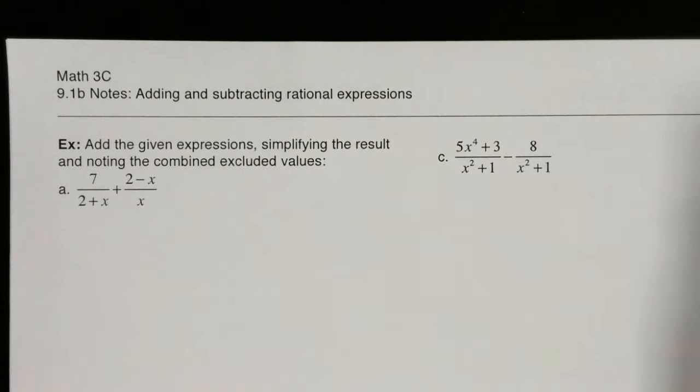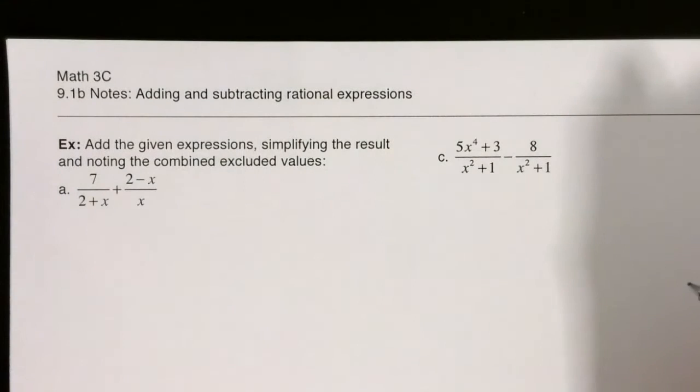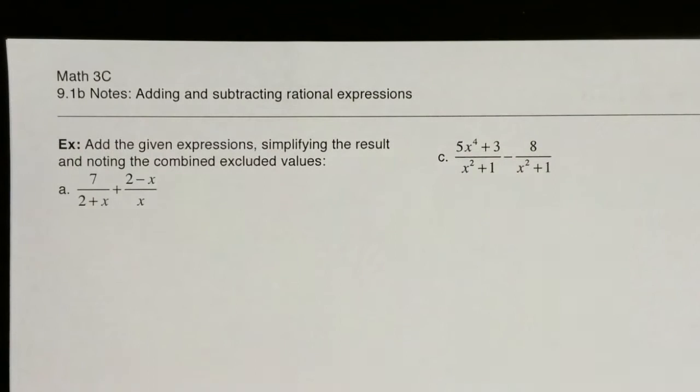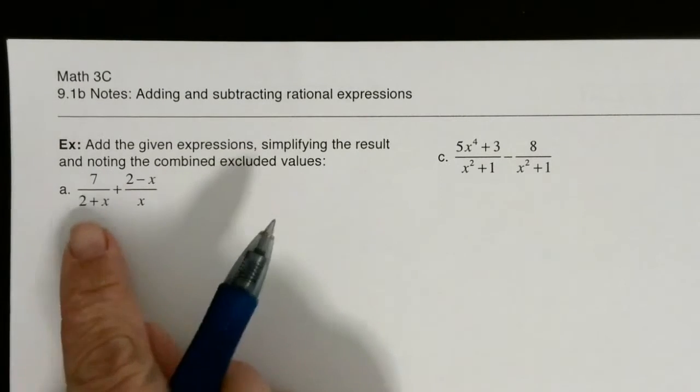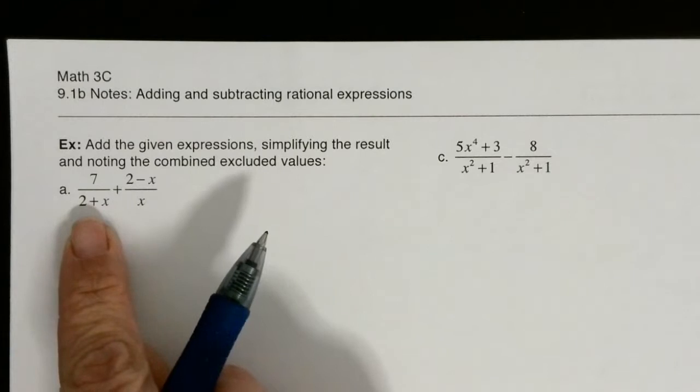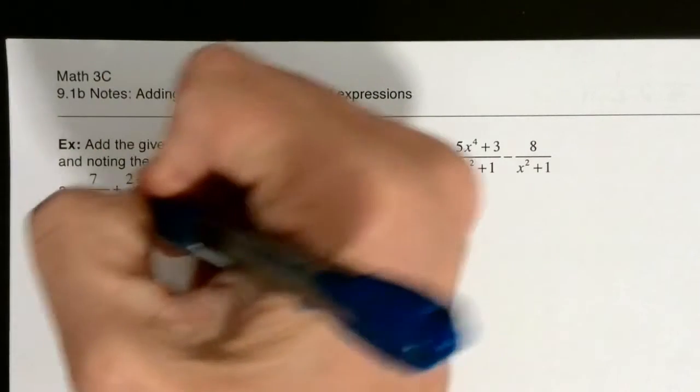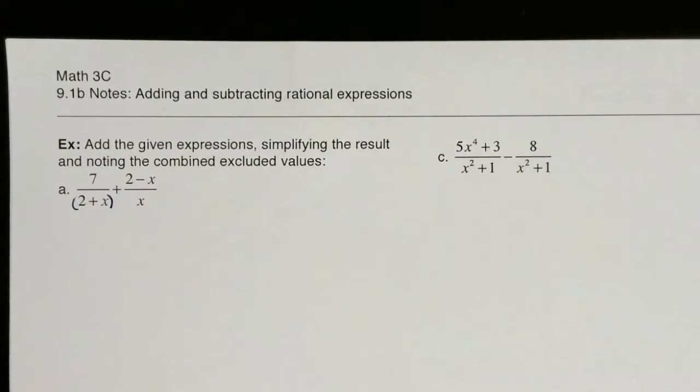Okay guys, today we're doing 9.1b, which is adding and subtracting rational expressions. Whenever you're doing these, the first thing you always want to do is factor the denominators. In this example, part A, there is not anything that can be factored. Remember, this is a happy little family, so it stays stuck together, and then we have the x.